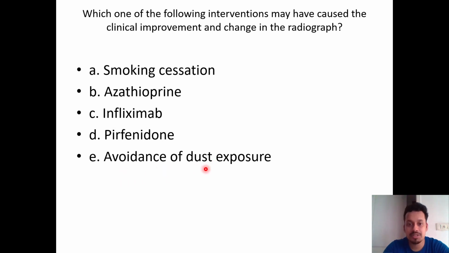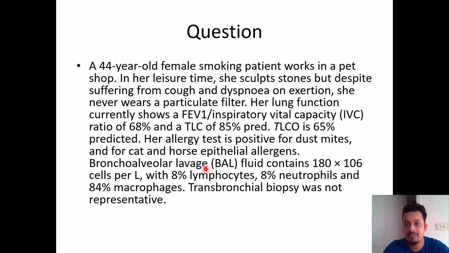Avoidance of dust exposure. Okay, that seems to be a very logical answer, especially because the patient has a pet shop and she has an allergy test positivity for dust mites and for cat and horse epithelial allergens. The only downside being no allergen test positivity is specific for hypersensitivity pneumonitis. You must be thinking of hypersensitivity pneumonitis. And another more classical thing is in hypersensitivity pneumonitis, the macrophages would not be so high. It will be a predominantly lymphocytic bronchoalveolar lavage.